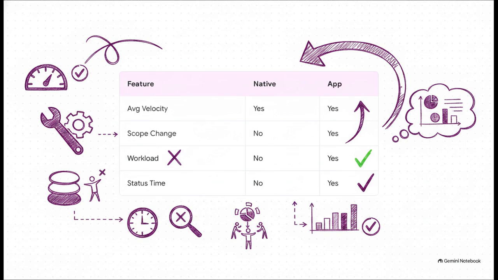But look at these additions. Scope change? Yes. Workload by assignee? You bet. Status time drill down? Absolutely. It keeps the planning baseline you're used to, but natively weaves in all that vital contextual data that Jira leaves out. Instead of jumping between a dozen different screens trying to play detective, the whole story is just sitting right there.